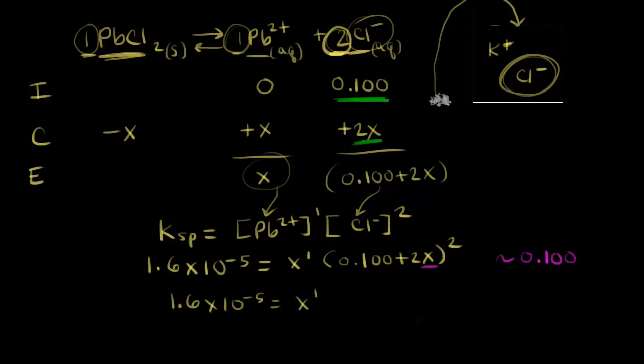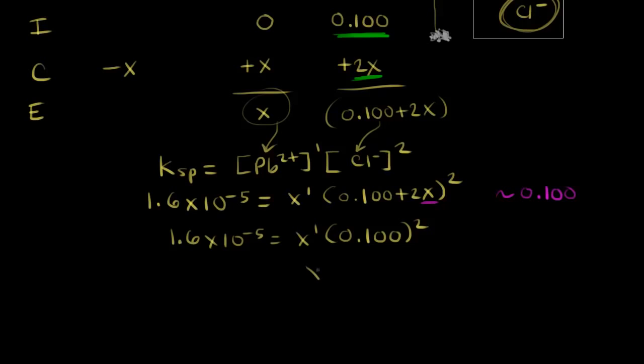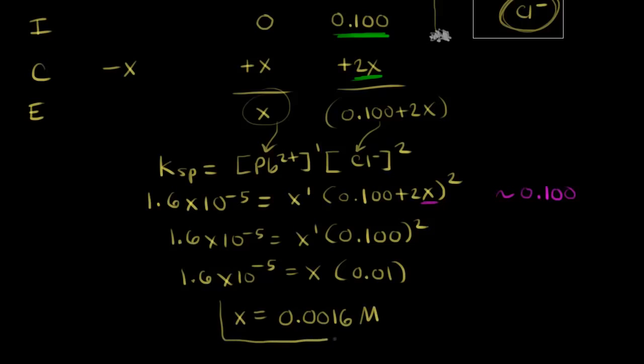So let's go ahead and put in 0.1. So we have 0.1 instead of 0.1 plus 2x. And 0.1 squared is 0.01. So on the right side we have x times 0.01, and this is equal to 1.6 times 10 to the negative 5. So when you solve for x, x is equal to 0.0016 molar. And so this would be the concentration of lead 2+ ions in solution, right?